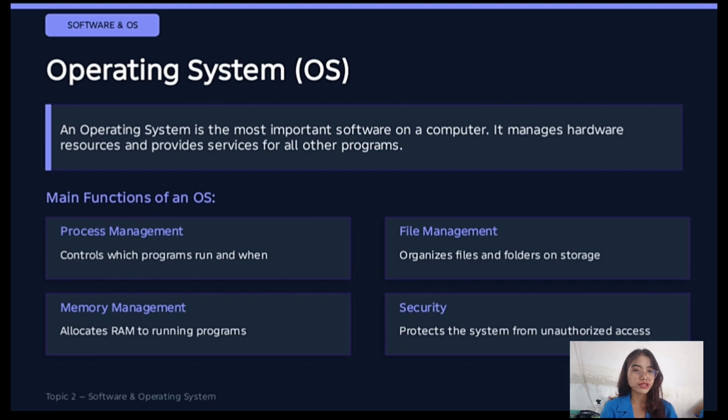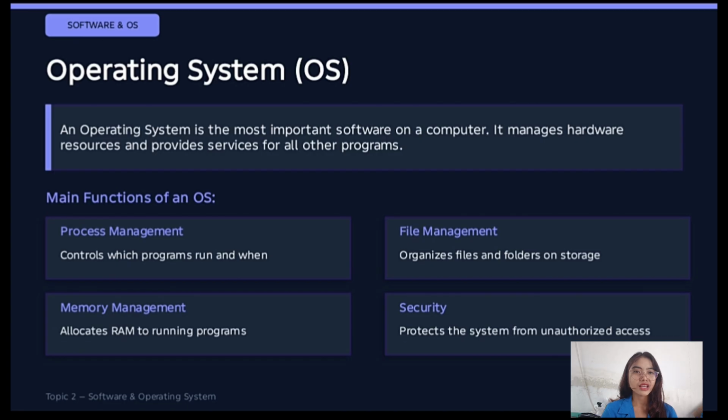Now let's talk about the operating system, or we'll call it OS. The operating system is the most important software on a computer. It manages all the hardware resources and provides services for all programs. Simply said, without an OS, the computer cannot work.